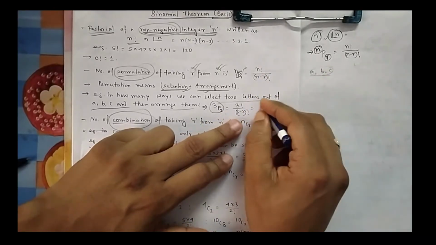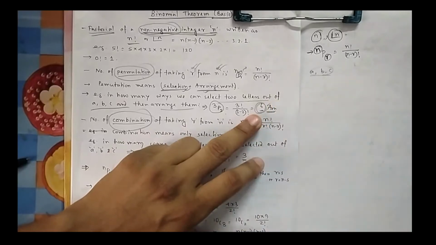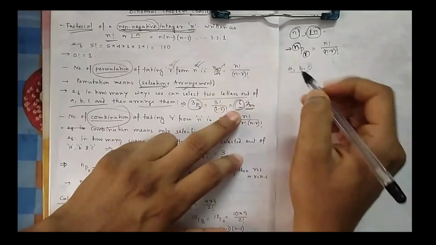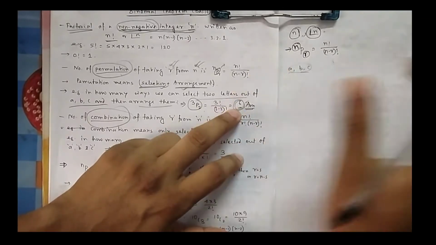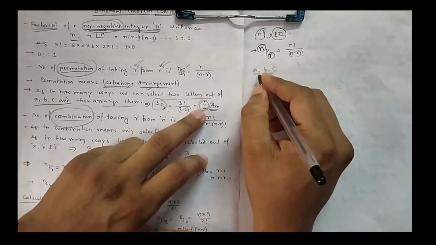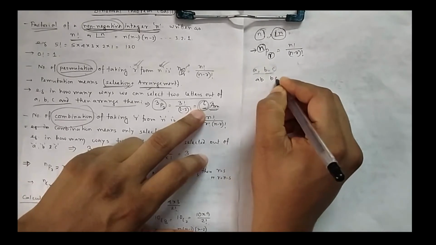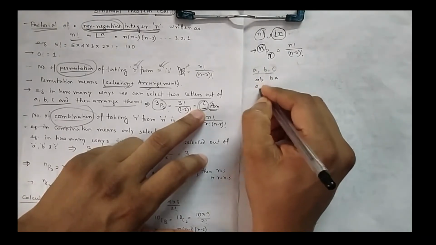Now what does this 6 represent? You got the answer 6. Now if you start writing it, you will find that you can do it in 6 different ways. 6 means there are 6 ways you can do this job. So you can select AB and then you can arrange it. So AB, BA.